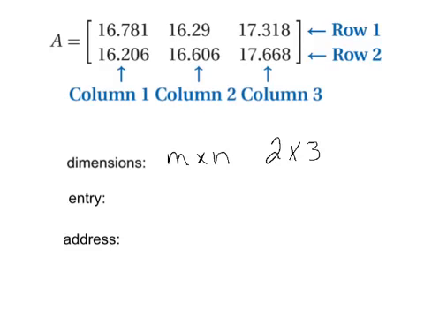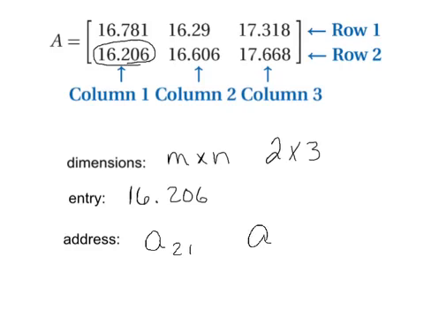An entry. We said that each value in a matrix is called an entry of the matrix. So as an example, 16.206 is an entry in that matrix. And the address for that particular entry, we write a small a, and it is in row 2, column 1: A sub 2,1. So our address is always M and then N.